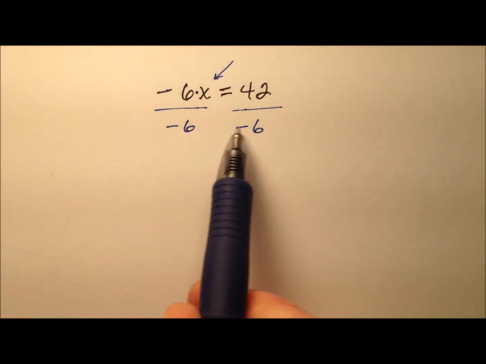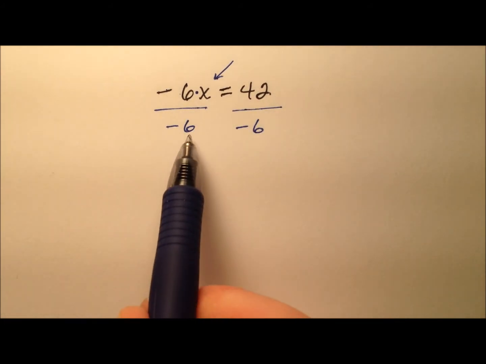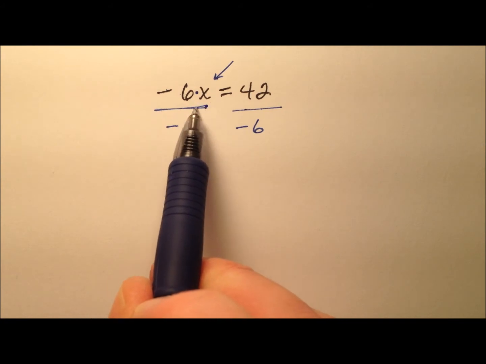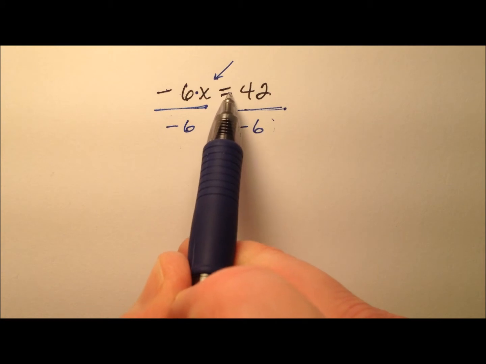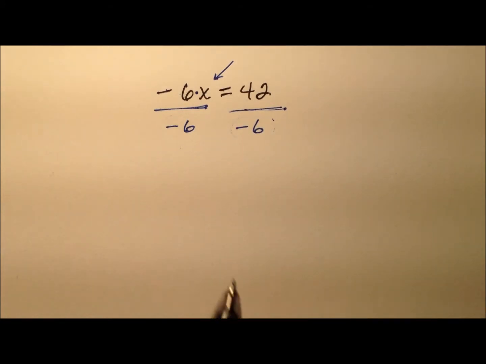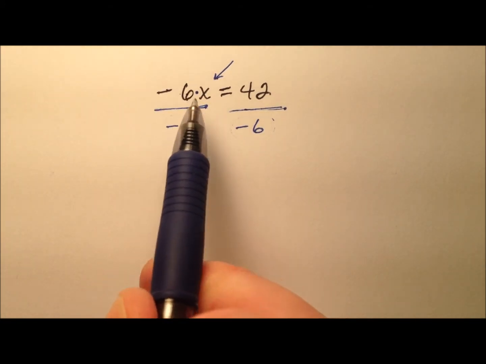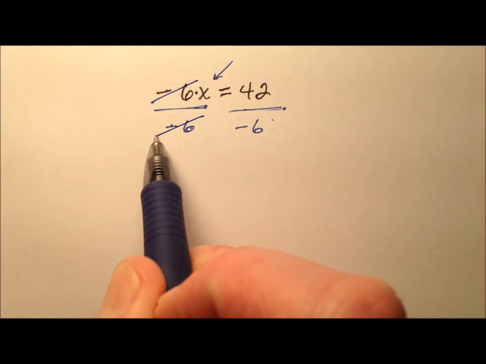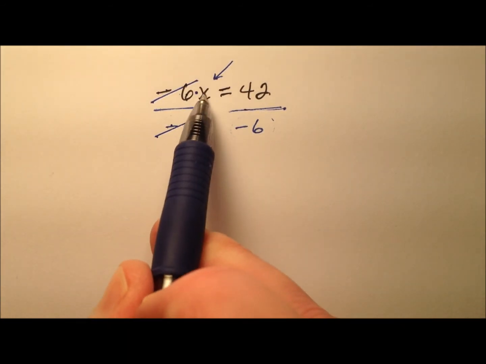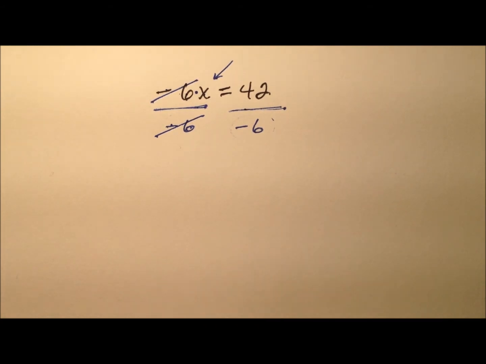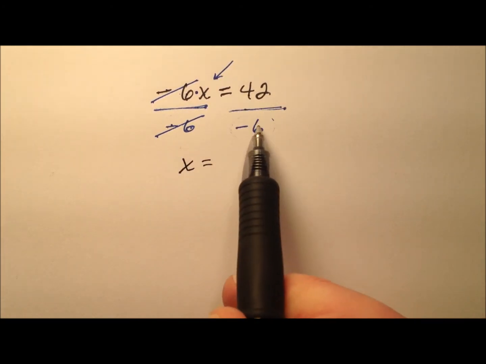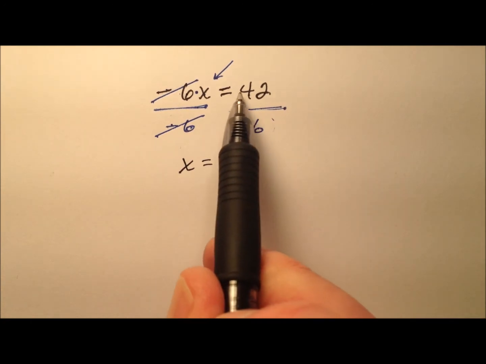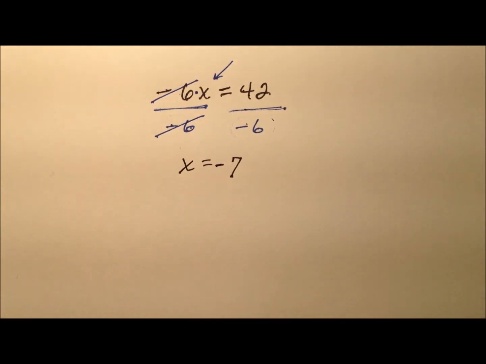This is called the division property of equality, and it just states that if we're going to divide one side of the equation by some value, we need to also do it to the other side to make sure everything stays nice and equal. So on this left side, the negative 6 divided by negative 6 will cancel out and become just a 1 or a 1x or just x. And then on the right side, we have this 42 divided by negative 6. And so 42 divided by 6 is 7, and a positive divided by a negative is a negative.